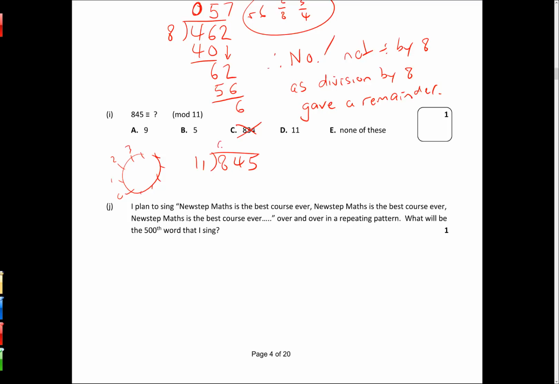11s into 8? I don't think so. 11s into 84. Best I can do is 7 11s, which is 77, which leaves me 7. Bring down the 5. 11s into 75. The best I can do is 6 11s, which is 66. That's a remainder of 9. I've got no more numbers to bring down. That is my remainder. My remainder is 9.